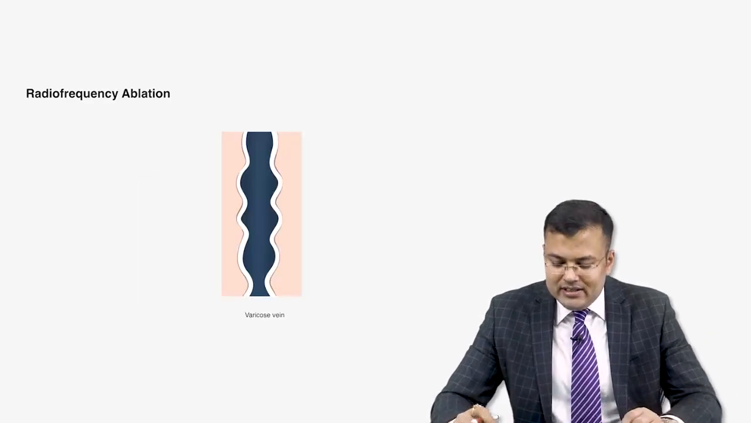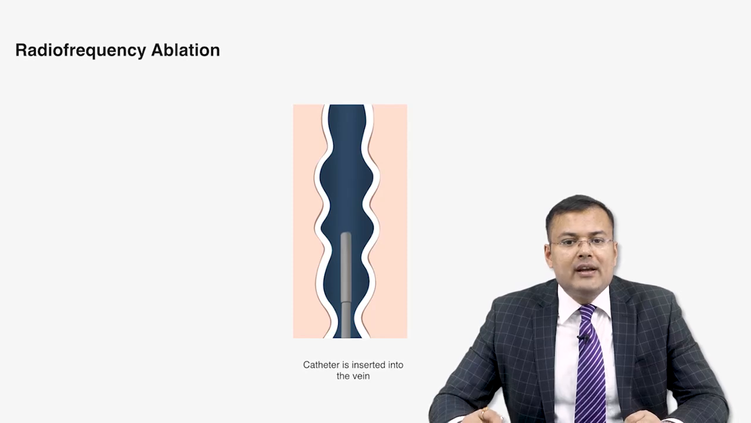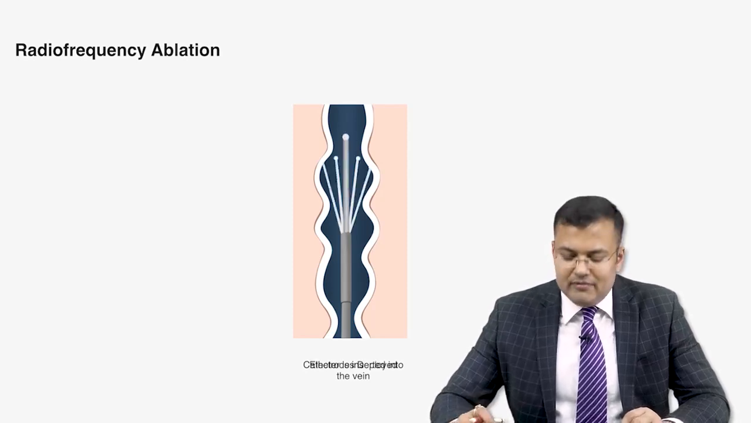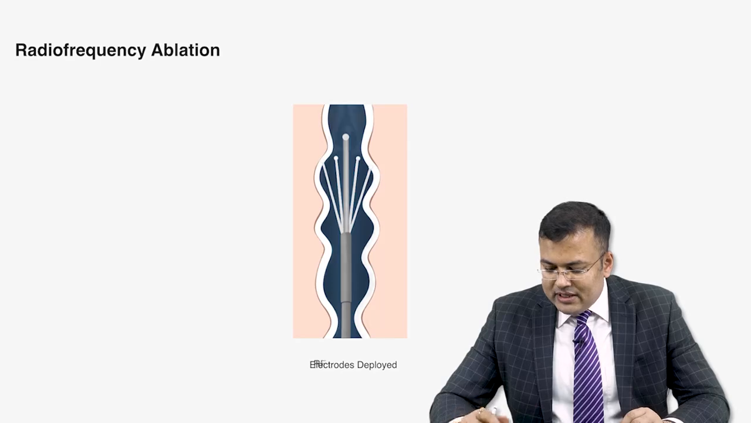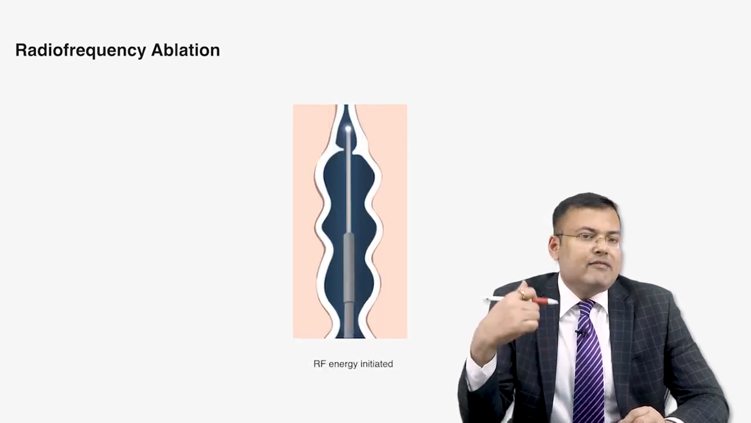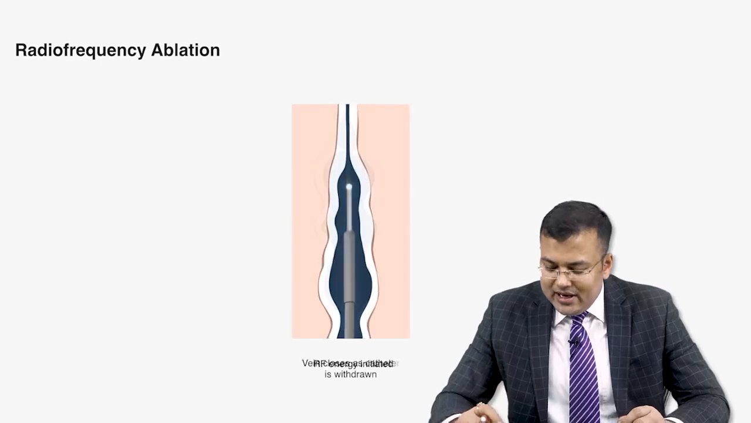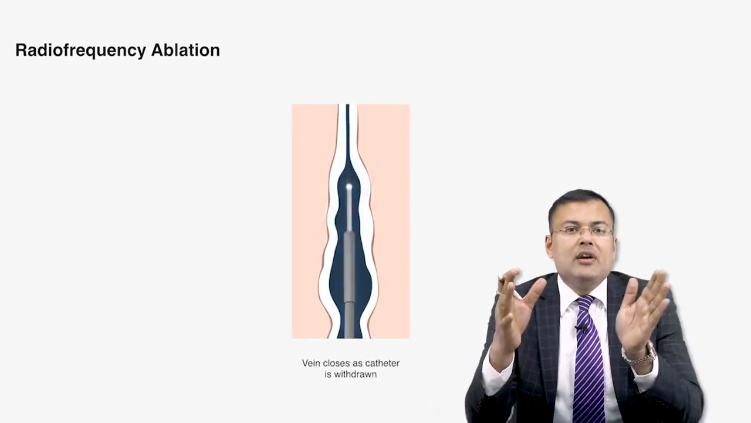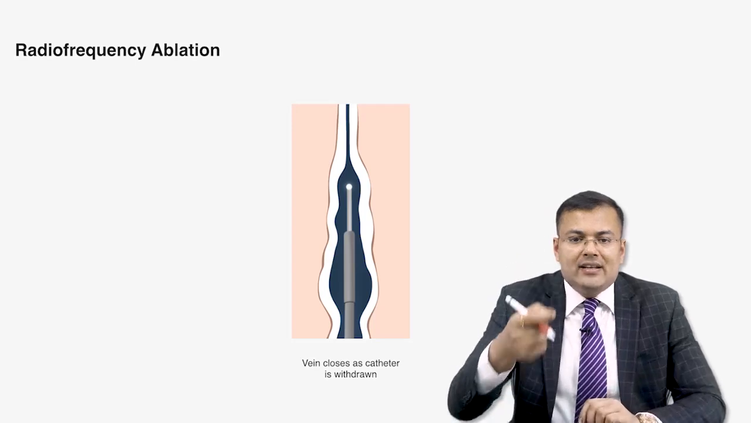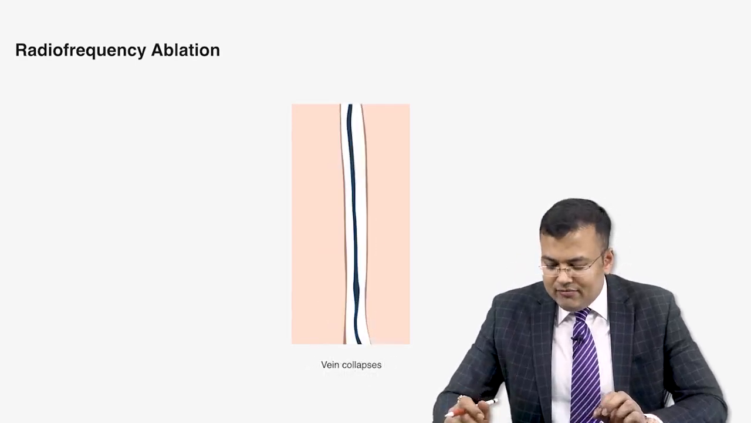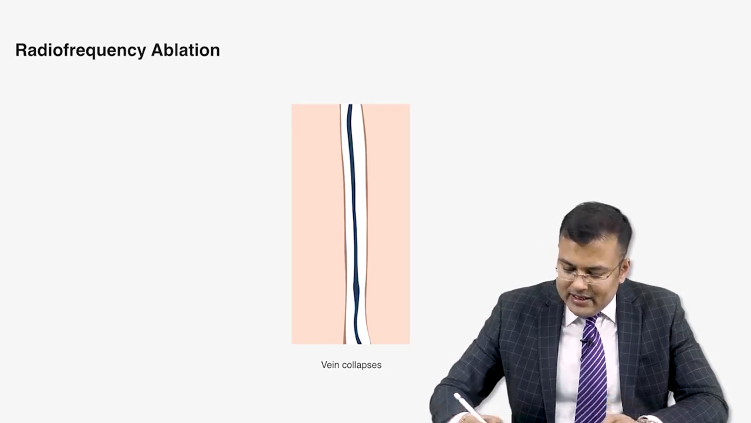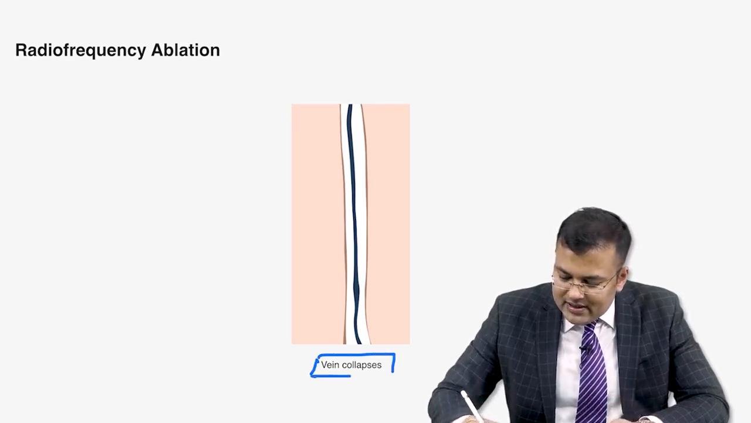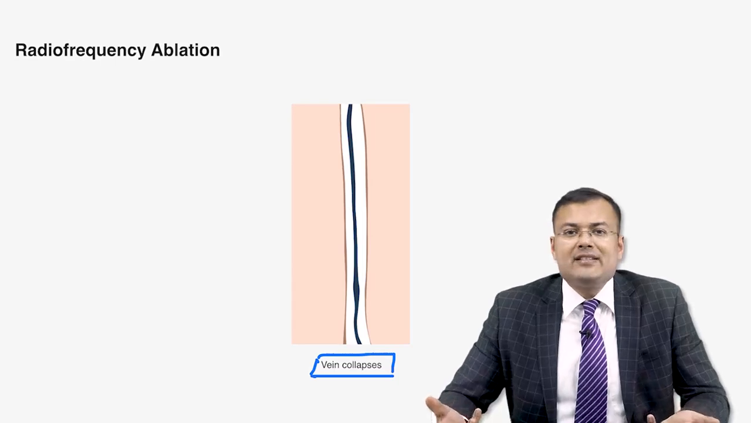How do we do it? Just have a look. This is the varicose vein, and here a catheter is inserted into the vein. After that, electrodes are deployed, and you can see the radiofrequency energy is initiated, and you can notice the same effect. The vein is going to close as the catheter is withdrawn. Ultimately the vein is going to collapse and convert into a cord-like structure. Again, it's a part of daycare surgery.